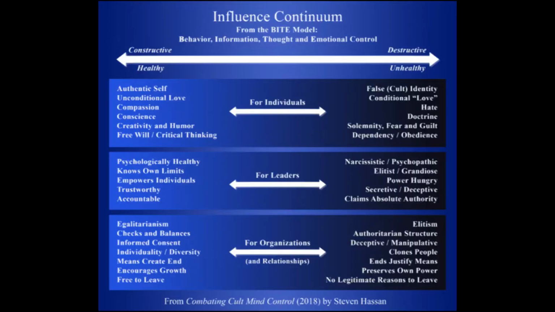So according to Stephen Hassan, who's the guy that put the BITE model together, and we'll get onto the BITE model in a minute, influence exists on a continuum. There's healthy forms of influence and unhealthy forms of influence. This graphic is from Hassan's website. Just one look at it gives you a pretty comprehensive view of the difference between healthy and unhealthy influence. Let's just have a look at a few of these points here, and then we'll move on.